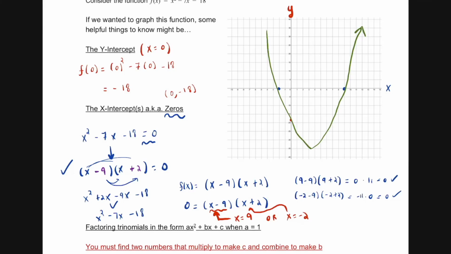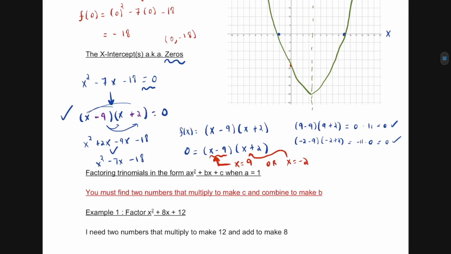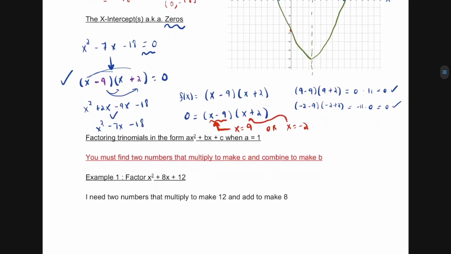I know it looks something like that because it has to be symmetrical. So the vertex is going to be halfway between those x-intercept values. And so that's why we'd want to do this. Really quickly, here is sort of how we would talk through factoring these.